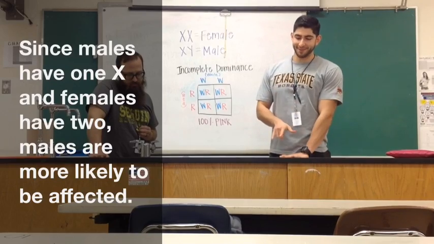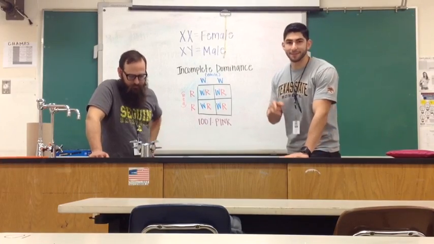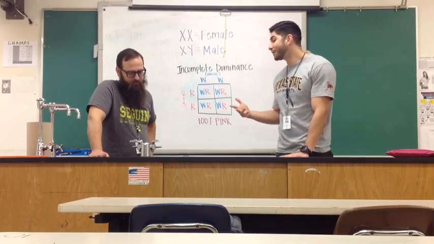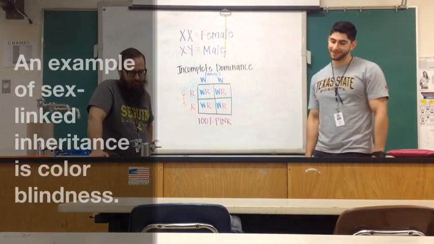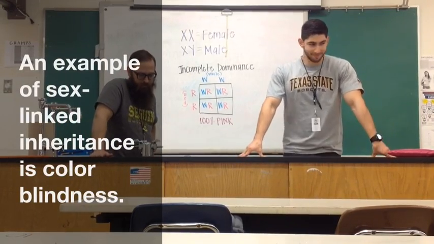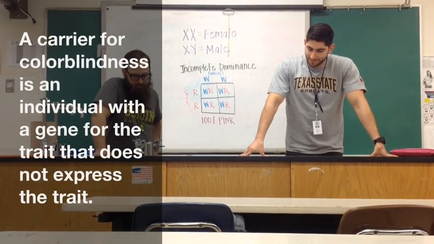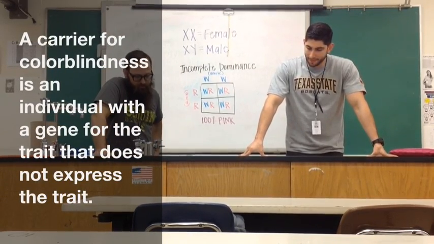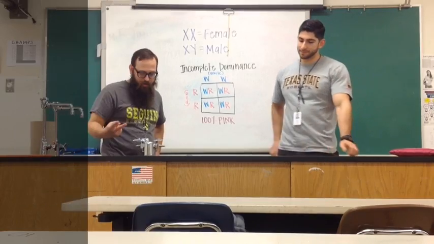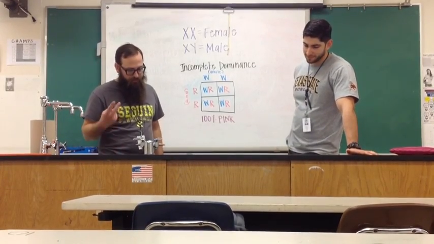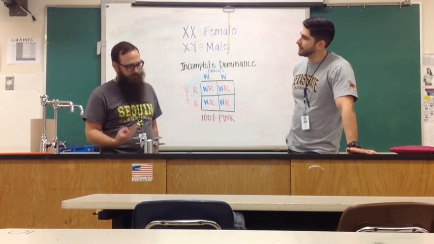Whoa. Let me get this straight. Males are more likely to be colorblind than females because they only have one X chromosome? Yes. In this case, a carrier for colorblindness is an individual with a gene for the trait that does not express the trait. Because the female has two copies of the X chromosome, her recessive allele for colorblindness can be covered up by the dominant allele.